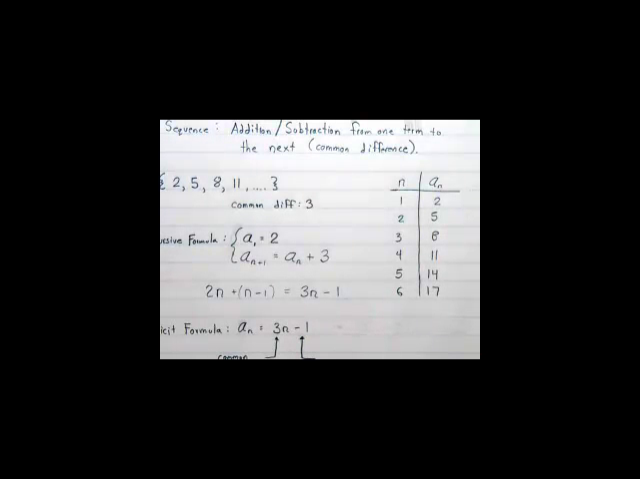Take a look at our pattern. If I were to go back 1, so instead of n being 1, n is now 0. What's going to be the a sub n if n is 0? Negative 1, right? So this is the common difference. This is the a sub n when n is equal to 0.